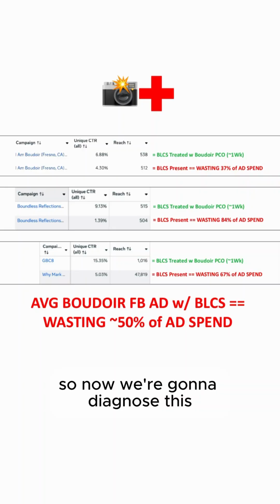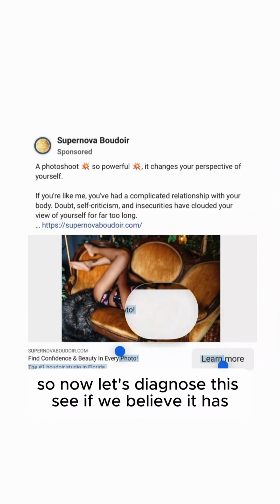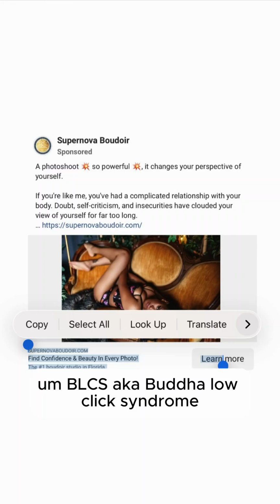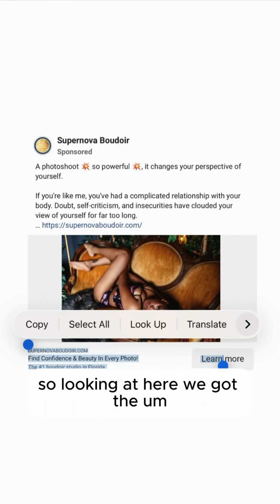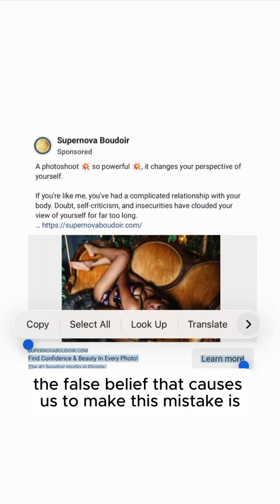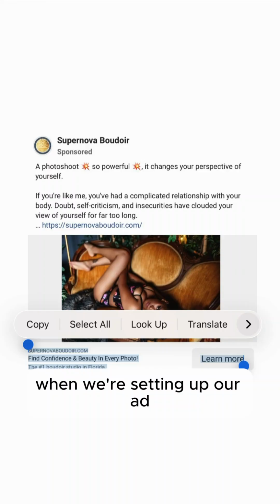So now let's diagnose this. See if we believe it has BLCS, aka Boudoir low click syndrome. So looking at here, we got the below creative cluster mistake. The false belief that causes us to make this mistake is we're trusting what Facebook tells us to fill out when we're setting up our ad is what we should fill out.